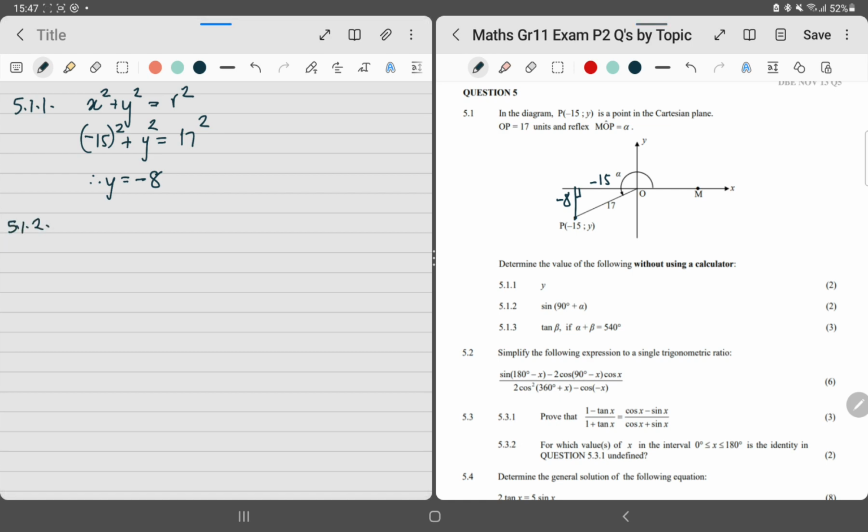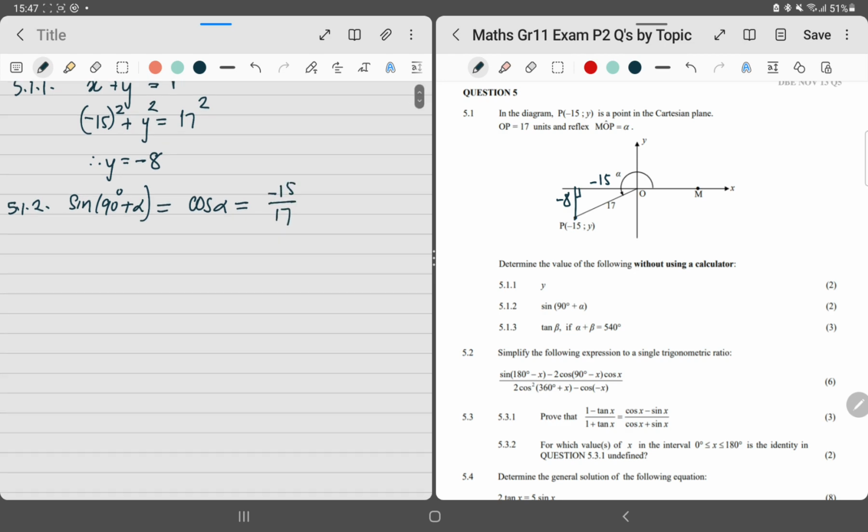5.1.2. Sine of 90 plus alpha. So this is 90 degrees plus alpha. 90 plus is in the second quadrant. In the second quadrant, sine is positive. But because we are using a 90, the sine will change into a cos. So cos by definition is x over r.